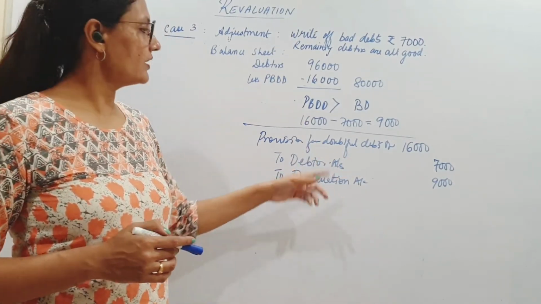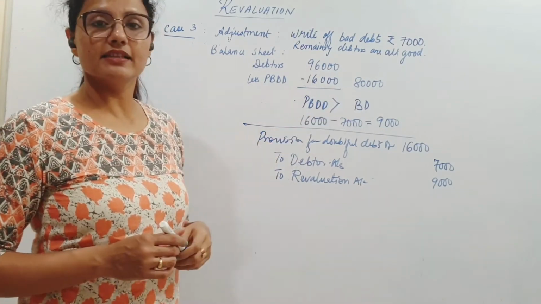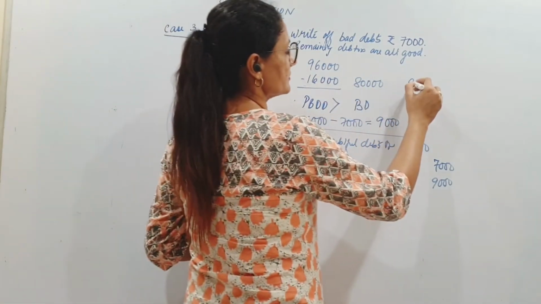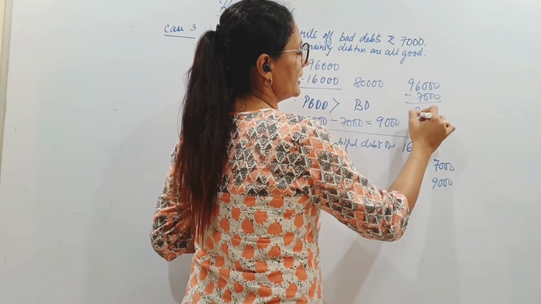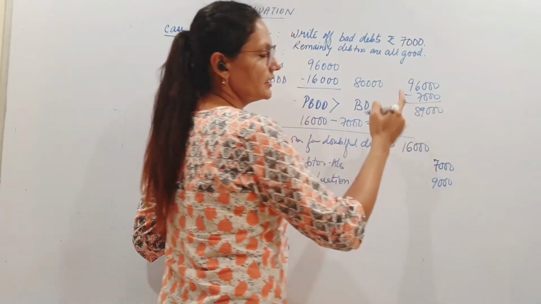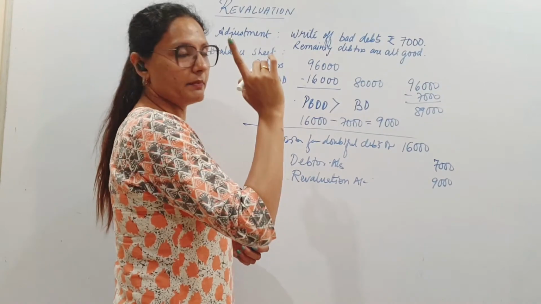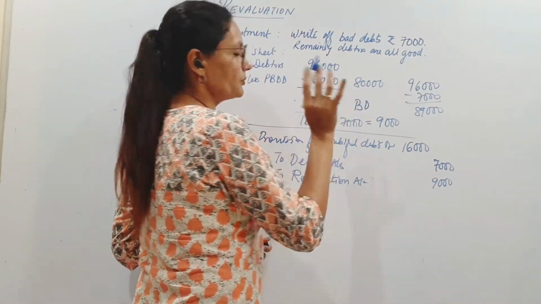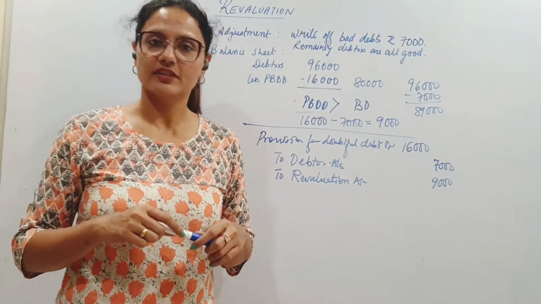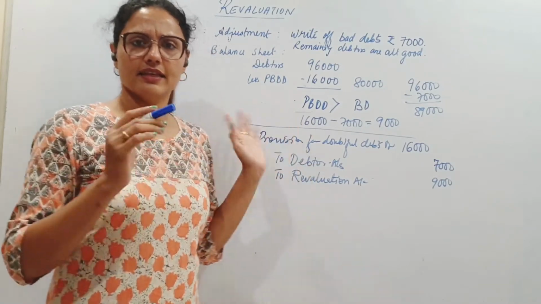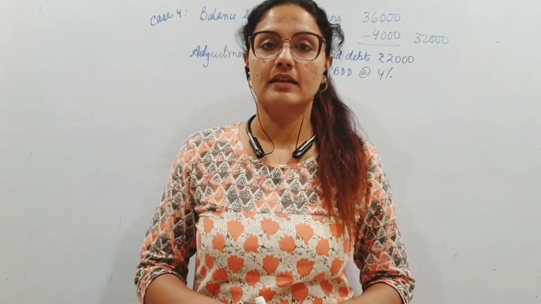Balance sheet में क्या होगा? Balance sheet में you will show debtors at the net value 96 minus 7,000. So this is 89,000. 89,000 पे debtors दिखेगा balance sheet में. There will be no provision for bad and doubtful debts. Alright? With that, this case is also done. Case 4.